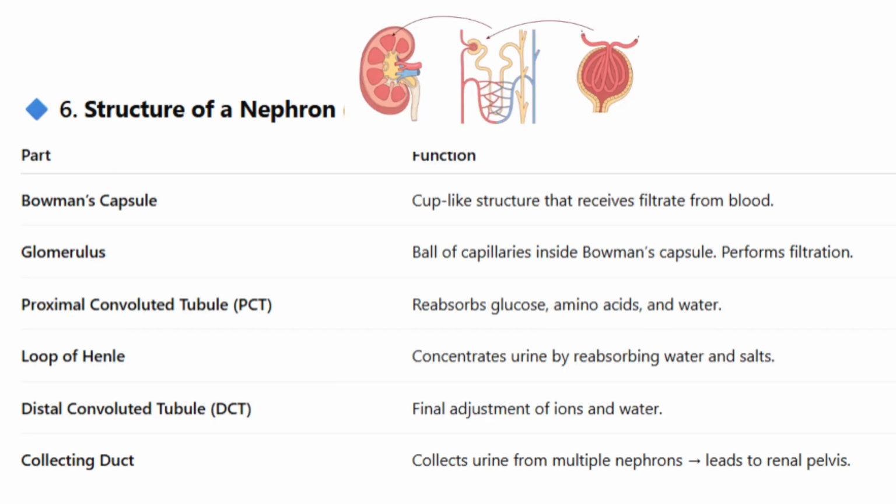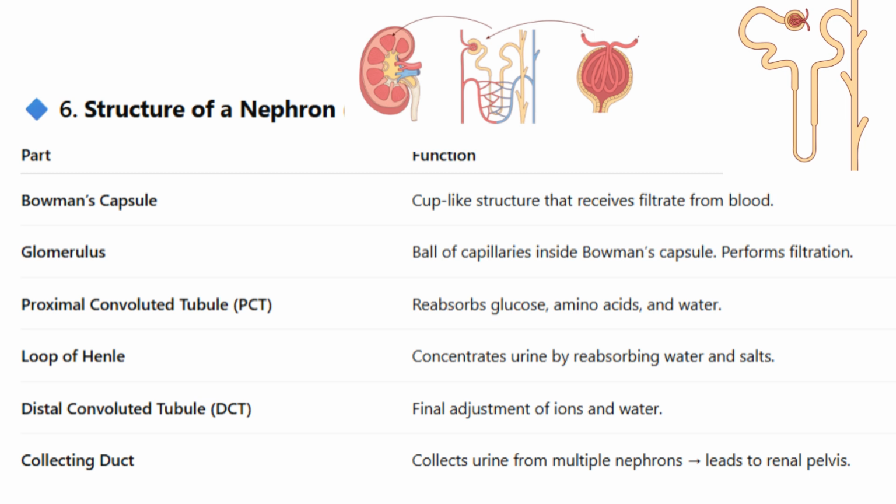Let's now understand the structure of a nephron, the microscopic unit that actually forms urine in our kidneys. First is the Bowman's capsule, a cup-like structure that surrounds a cluster of tiny blood capillaries. It receives the filtrate from the blood. Inside the capsule is the glomerulus, a ball of capillaries that performs the first step of filtration by allowing water and small molecules to pass through while keeping back larger substances like proteins.